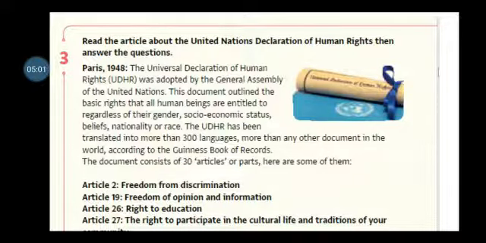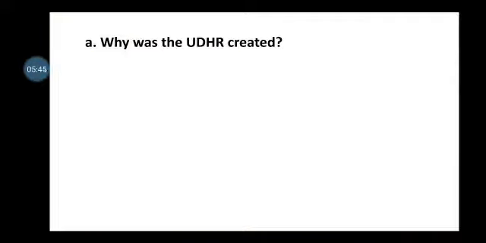In 1948, there was a Universal Declaration of the Human Rights. You can say it is a document that outlined the basic rights all human beings are entitled to have, regardless of their gender, their socioeconomic status, beliefs, nationality, and race. Here we have samples of these articles, like for example Article number 2. It is about freedom from discrimination. Article 27, the right to participate in the cultural life and the traditions of your community. And more, of course.